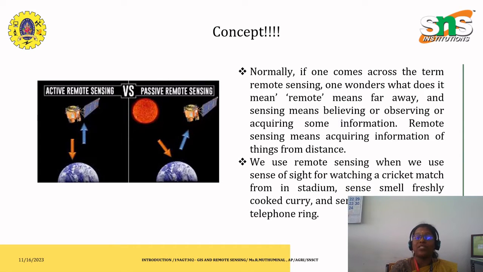So the example which I would like to show here is the sense of sight for watching a cricket match from a stadium, the sense of smell for freshly cooked curry, and the sense of hearing from a telephone ring. These are some examples that are involved in remote sensing. This is how remote sensing has been elaborated.